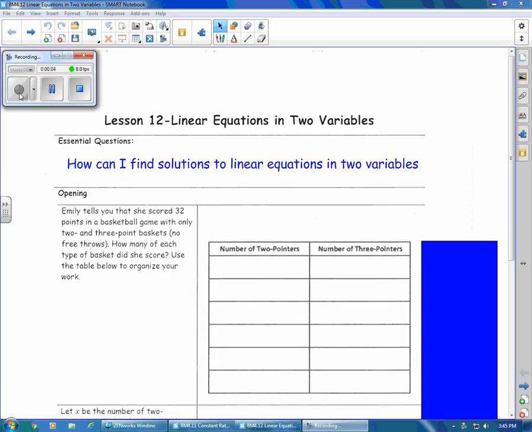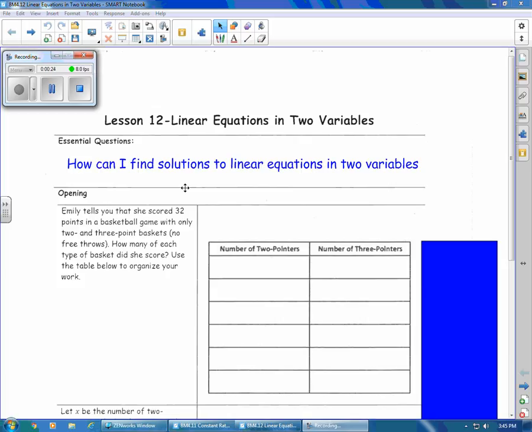This is Module 4, Lesson 12, Linear Equations in Two Variables. Your essential question: how can I find solutions to linear equations in two variables? You should be on page 97 of your student workbook. Again, your EQ: how do I find solutions to linear equations in two variables?